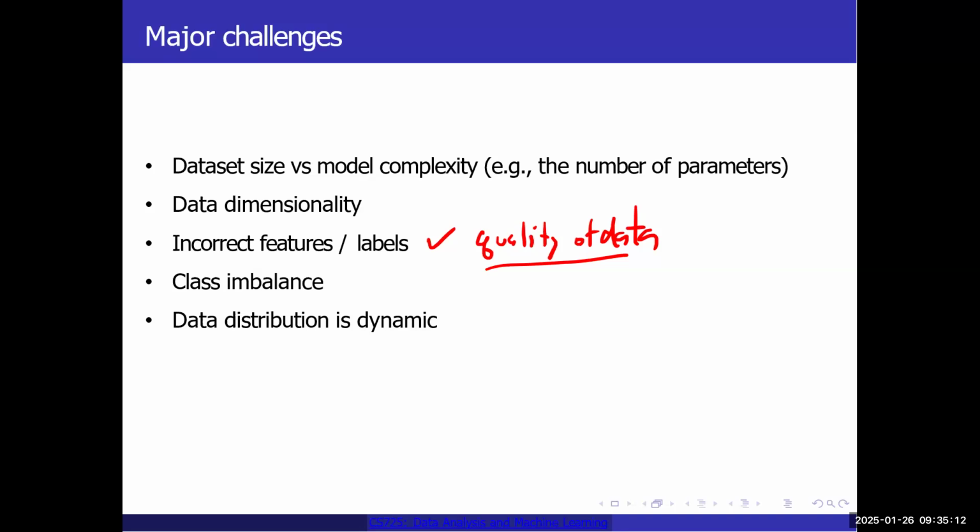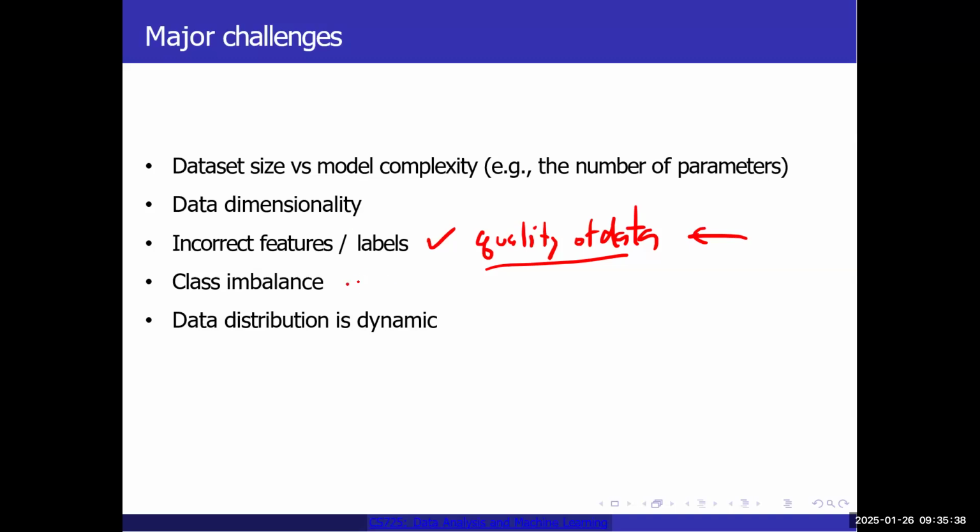So that's why there are papers when they create a benchmark data set, right? The data set that every algorithm will use, they have to write a paper to explain what the quality of the data is, how they came up with the labels, and so on and so forth.